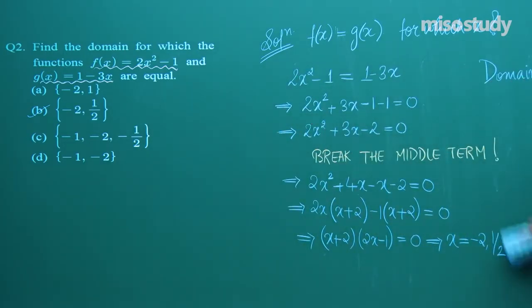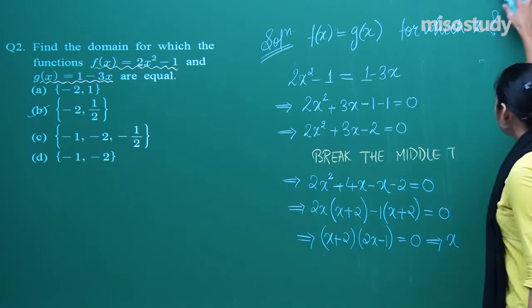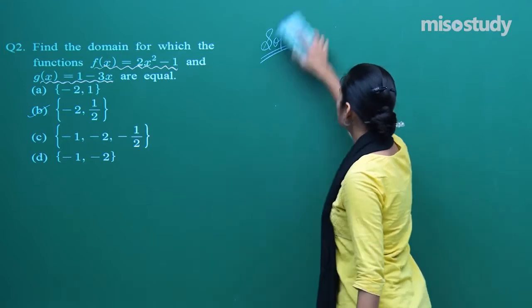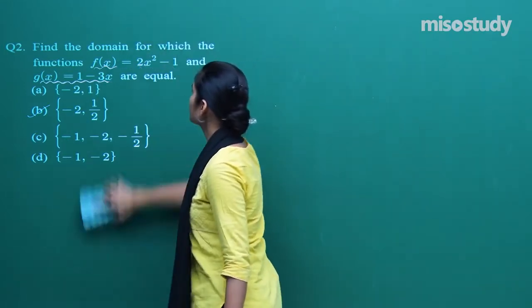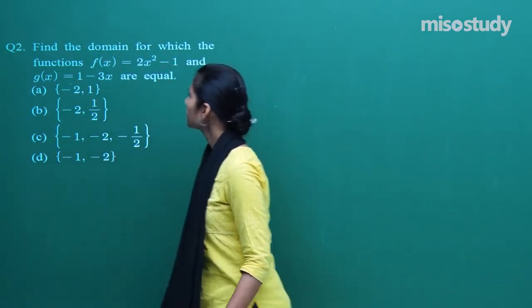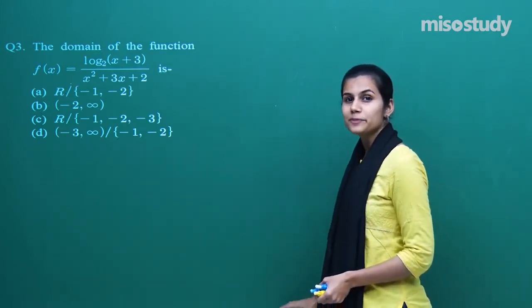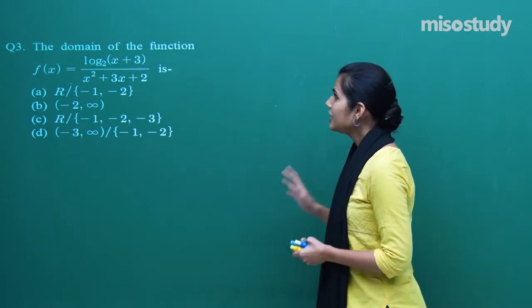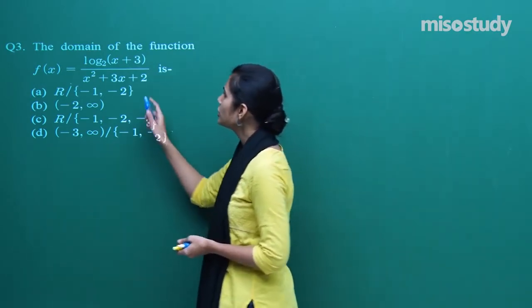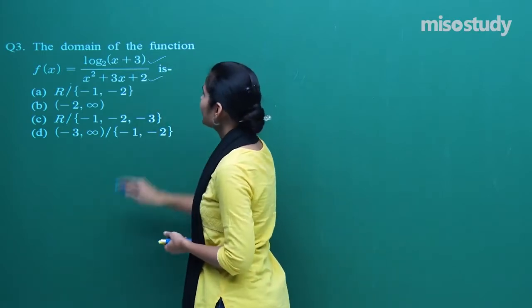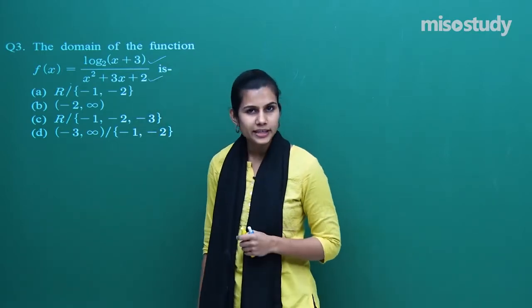Let us begin dealing with the very third question, and what we have to find out. The third question again is dealing with the concept of domain. It is asking for the domain of the function which involves a log term in the numerator and a quadratic expression in the denominator.